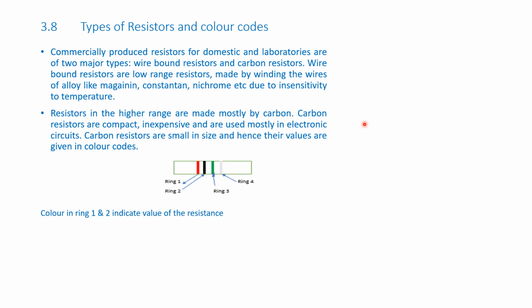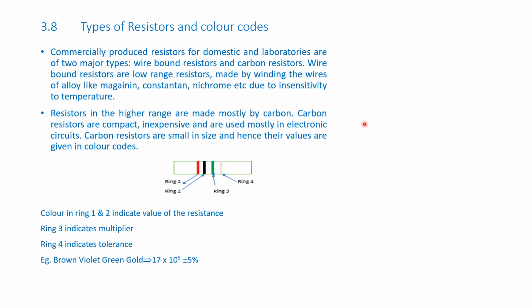Colors in ring 1 and 2, that is red and black in the above figure, indicate the value of the resistance. The first 2 digits indicate the value of the resistance. The third ring, shown as green in this figure, indicates the multiplier for the first 2 digits. The ring 4, the silver colored ring in this figure, indicates the tolerance of the value.